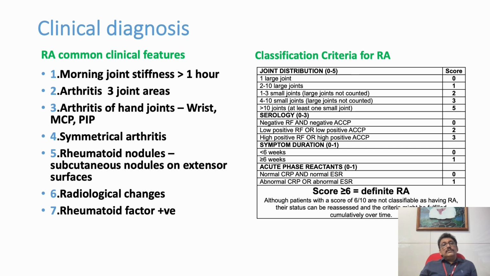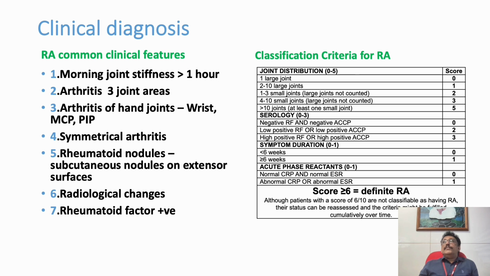Now rheumatoid nodules can be present in many patients. They are mainly seen on the extensor aspects of the hands. You can see some nodules, that is called rheumatoid nodules. Some X-ray changes are classical for rheumatoid arthritis, that we'll see afterwards.